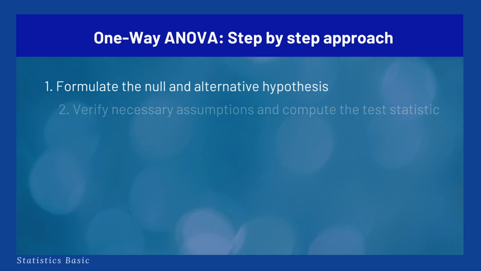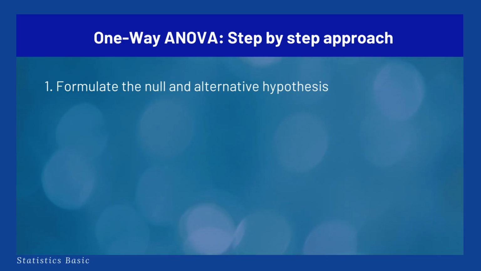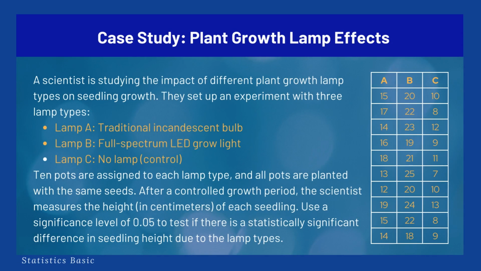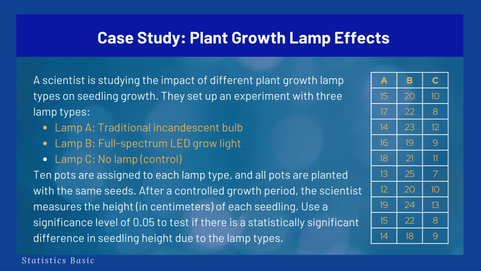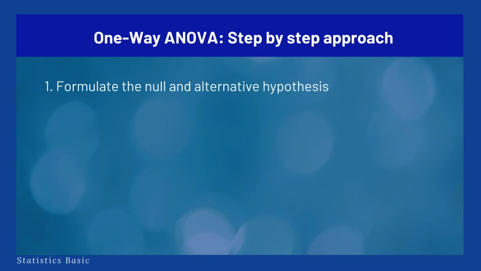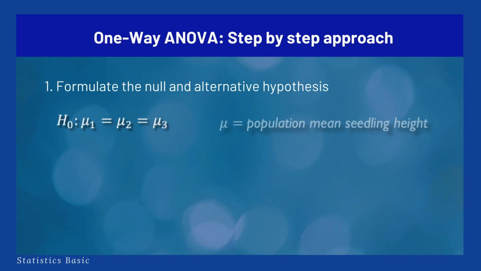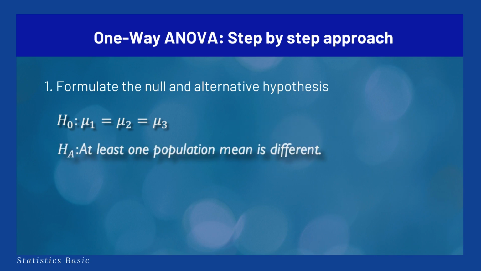Let's start with the first step, where the null hypothesis states no significant difference in the population mean seedling heights due to the lamp types, and the alternative hypothesis tests the claim that there is a significant difference in population mean seedling heights due to the lamp types. In statistical terms, under the null hypothesis, all the population means are equal, where mu is the population mean seedling height. And the alternative hypothesis states that at least one population mean is different.